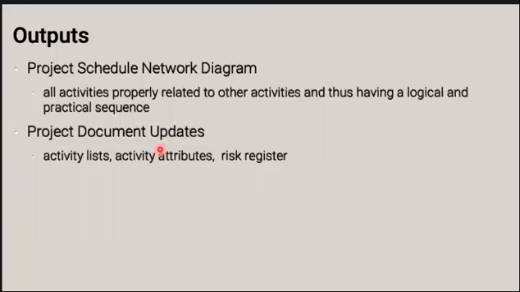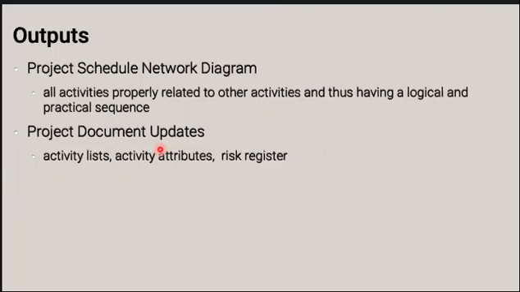As an output, we're going to put together the project schedule network diagram and some document updates. The main purpose is to have almost all activities properly related to other activities, and then have them in a logical and practical sequence of doing work in a given project. And normally, if that's there, it's called the project schedule network diagram. And that's it really for this.